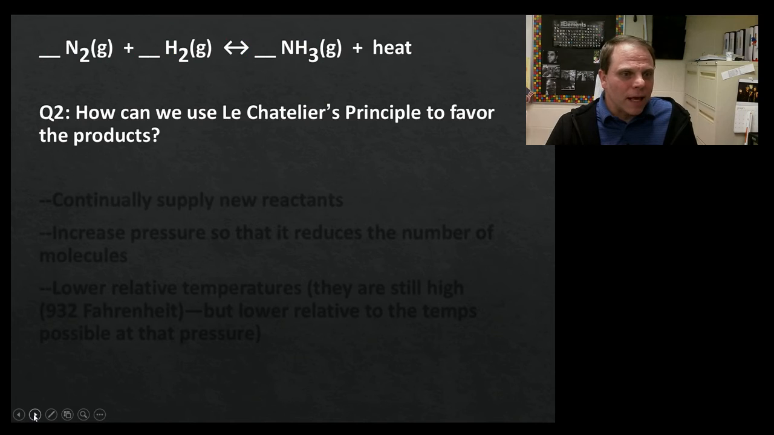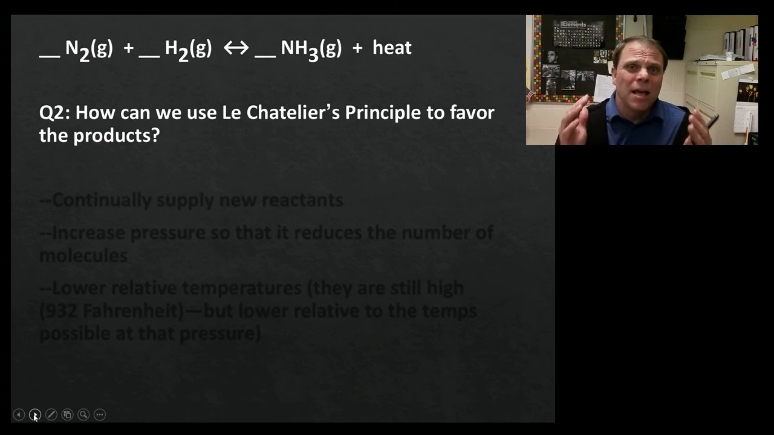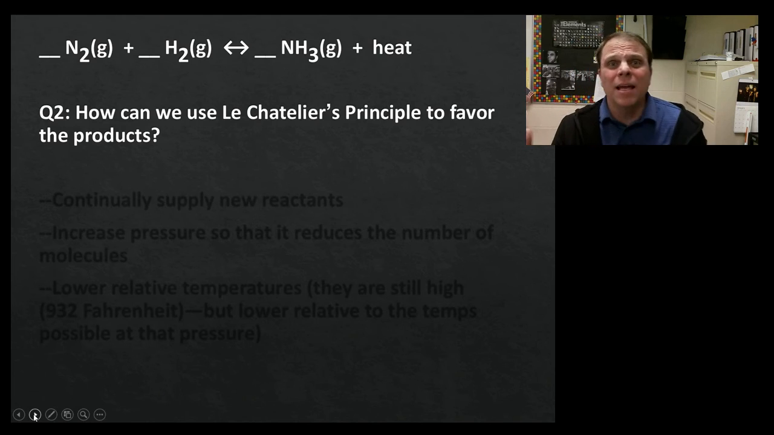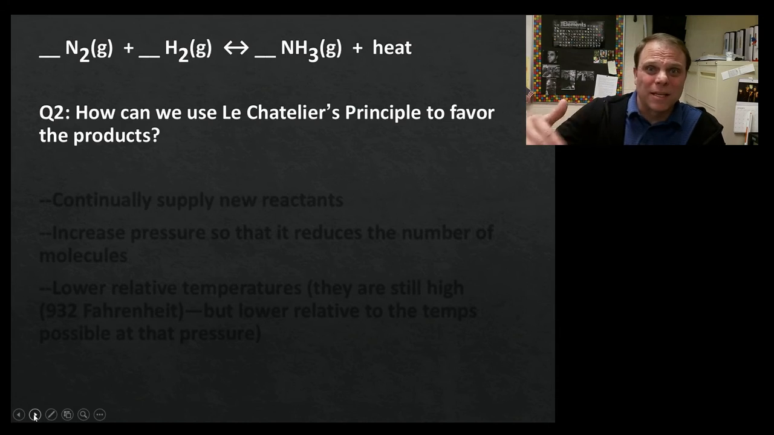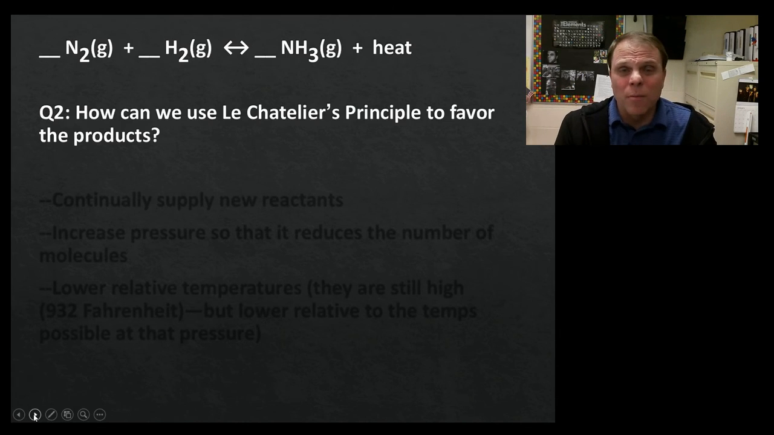So let's look at this question. How can we use Le Chatelier's principle to favor the product? So this is what Fritz Haber was able to do. Basically, nobody was able to figure out what was going on. Germany had run out of saltpeter. They were going to Chile and mining the Chilean saltpeter. The Allied forces had stopped them from doing that. They basically created an embargo so they couldn't get that back over to Germany to create more weapons.